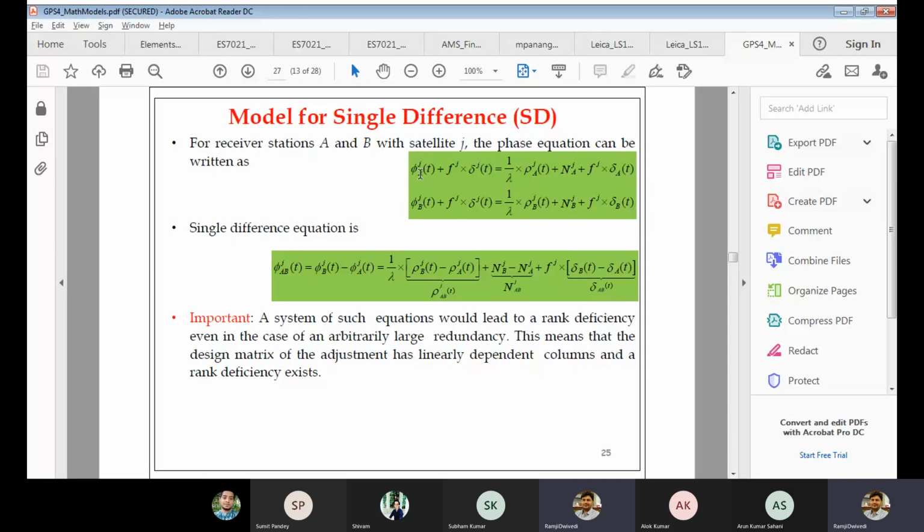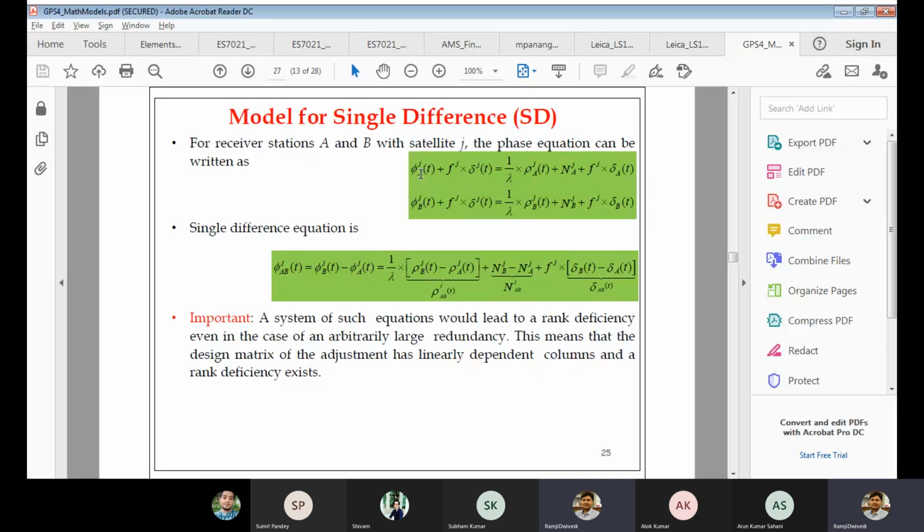The advantage is certain common sources of errors are reduced or vanished: some orbital errors are cancelled out, some satellite clock errors are cancelled out. But obviously single difference is not helping us much anymore. Why? Because ambiguity is there, receiver clock error is there, and the geometric term is inside the component of XYZ. So single difference, although you can prepare it, is not helping you that much.